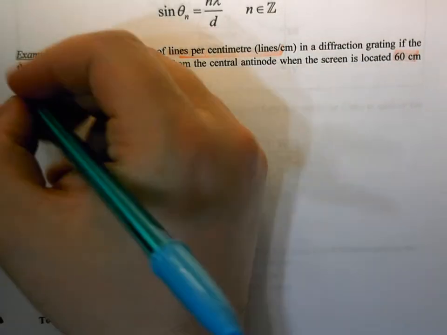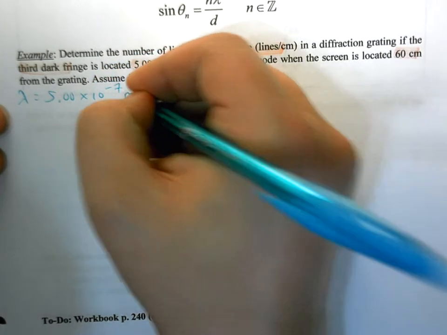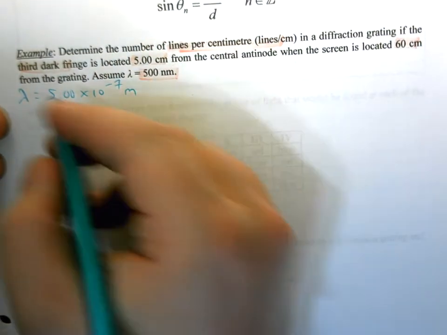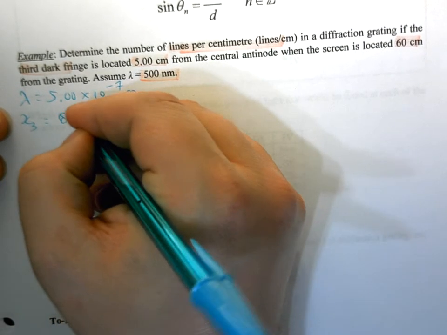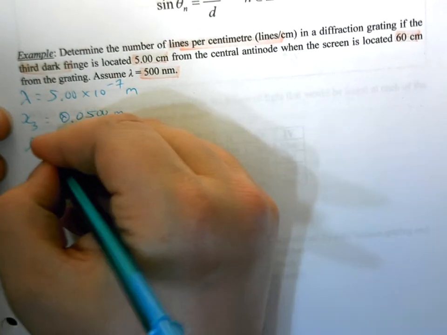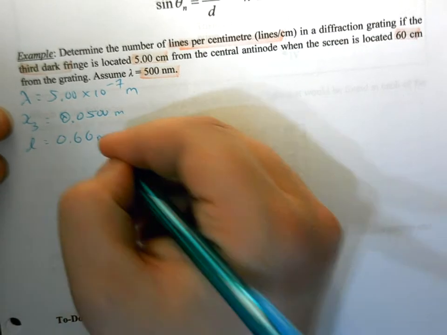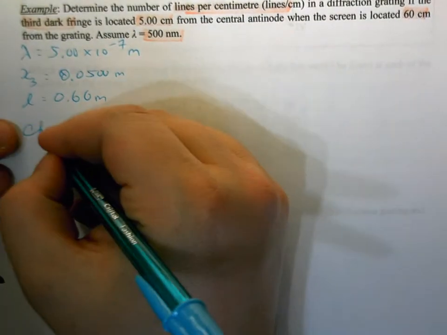Alright, so we have lambda is 5.00 times 10 to the minus 7 meters. We are told the third dark fringe, so we have x3 is 0.0500 meters, and we're told the screen is located 60 centimeters away. Now, before I do anything, let me check the angle.